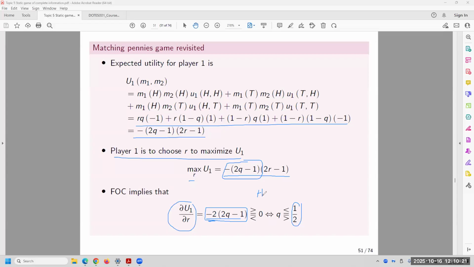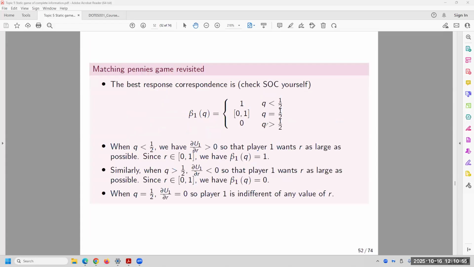Reversely, if Q is bigger than 1/2, the other guy is more likely to be head than tail. You're player 1, you want it different, so you want 100% tail. That's shown here because it's negative, so you want this to be as small as possible. How low can you go? R is between 0 and 1, so go to 0. So that's what you get. In the next slide, I show you the optimal is like this. When it's 1/2, it doesn't matter.